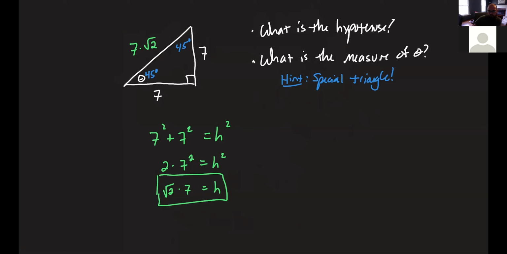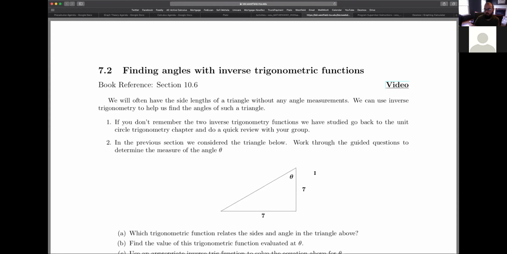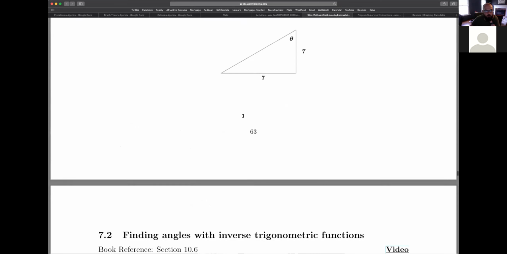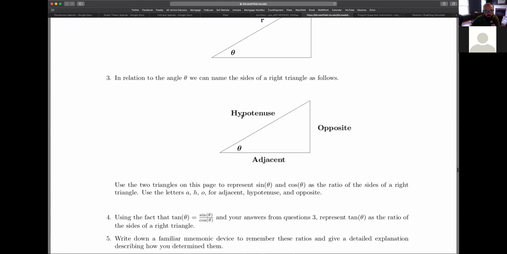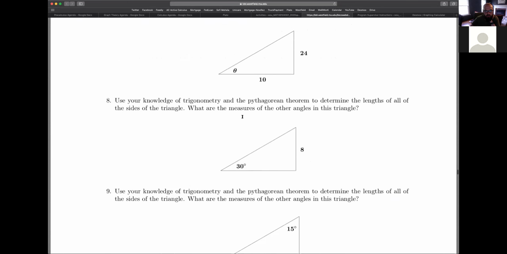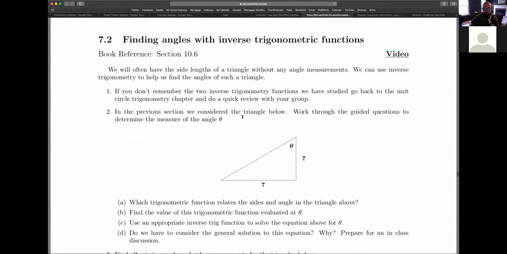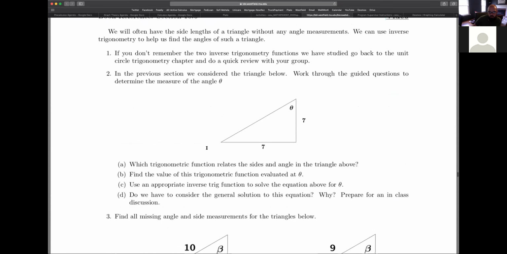What we're going to do is flip back to our notes here. These are our notes that are posted on Plato under activities. What we just went through is section 7.1, and now we're moving on to 7.2. We're going to try to figure out, hey, what are these angles?